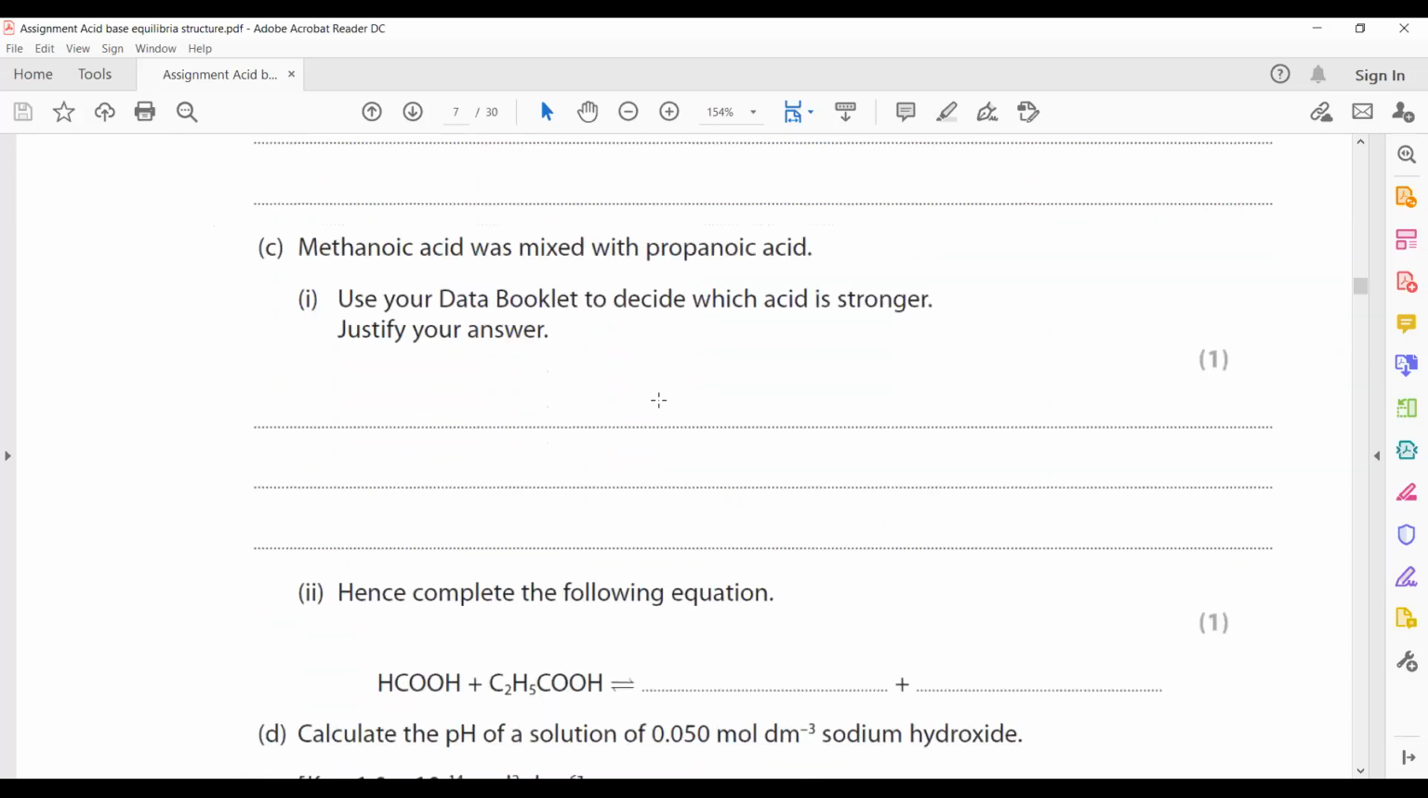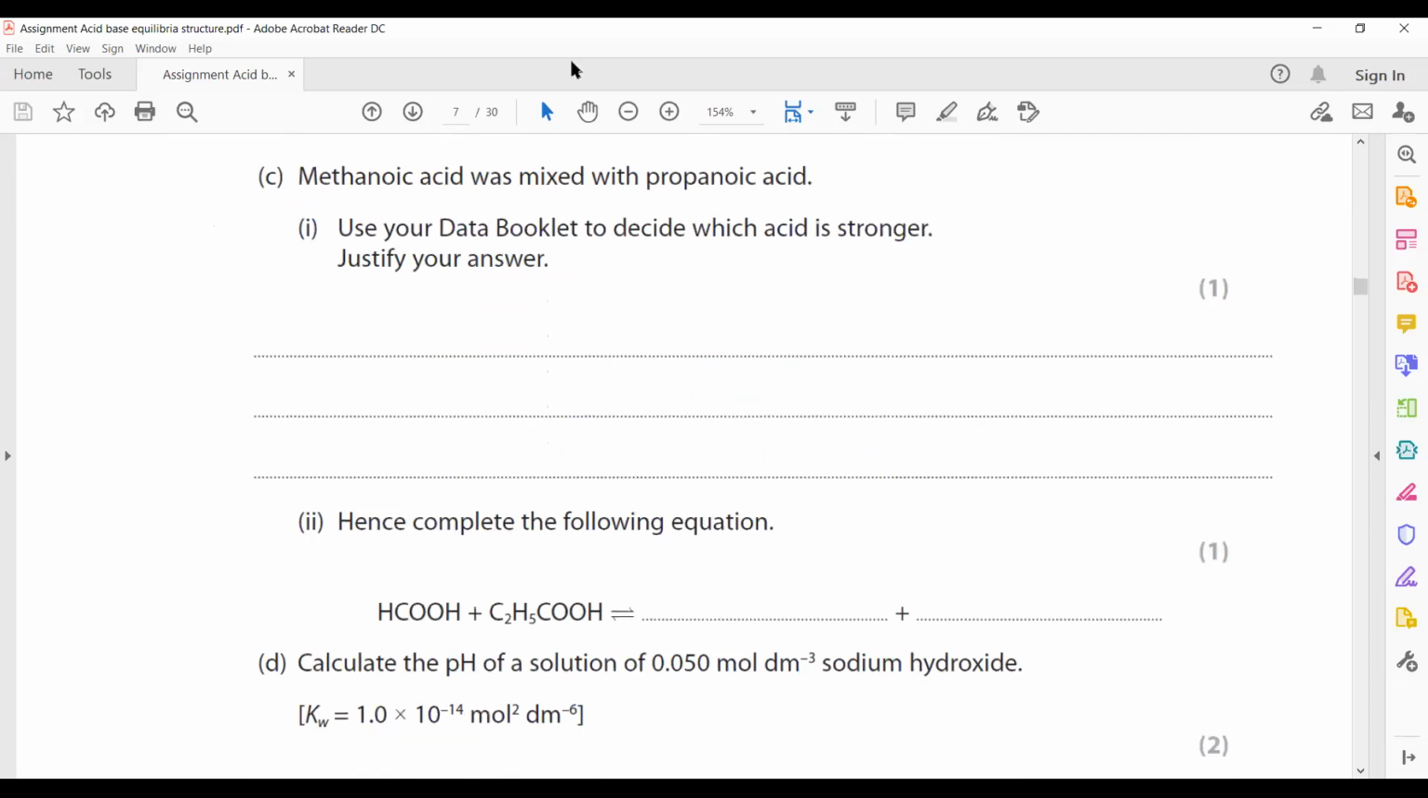Methanoic acid was mixed with propanoic acid. Use the data booklet to decide which of the acids is stronger. According to the data booklet, the dissociation constant for methanoic acid is 1.6 × 10^-4, and for ethanoic acid it is 1.3 × 10^-5. So which one is a strong acid?